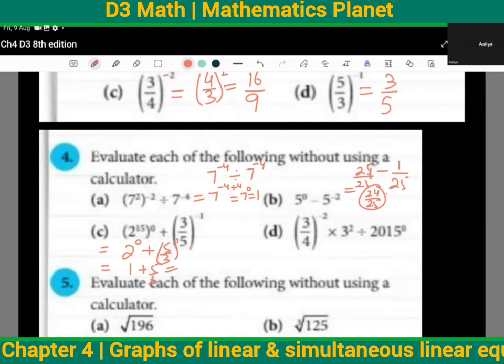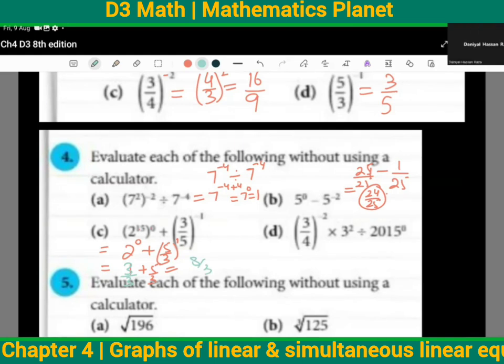You can write 1 as 3 by 3, because here the denominator is 3. 3 by 3 is also equal to 1. So now you can easily add it. You will get 8 by 3. Did you know this method?